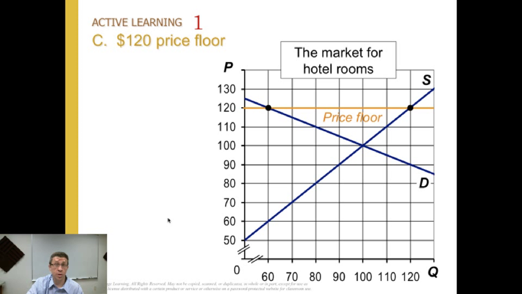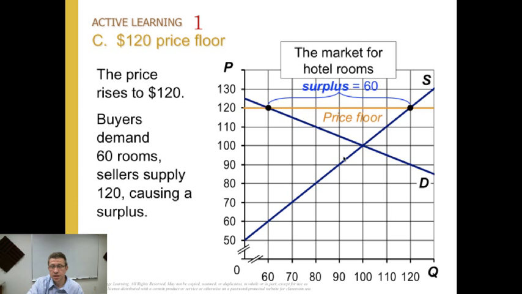Well, what about a price floor of 120 instead of 100? So the government says we must charge at least $120 for hotel rooms. And what's going to happen here? Well, price has gone up. Think of the law of demand. Price goes up, quantity demanded drops. What about the law of supply? Price goes up, quantity supplied increases. Well, if that's the case, though, what you run into is quantity demanded of only 60. Quantity supplied now is 120, surplus of 60.